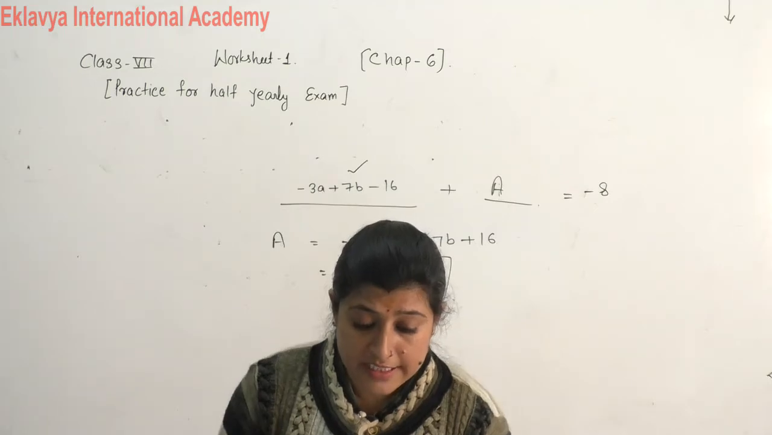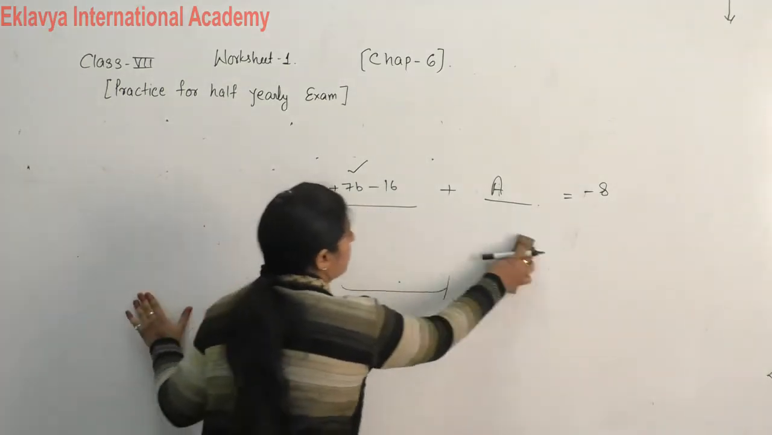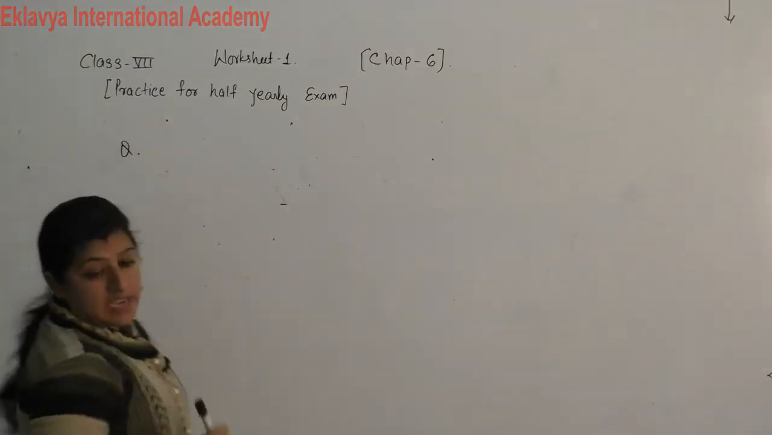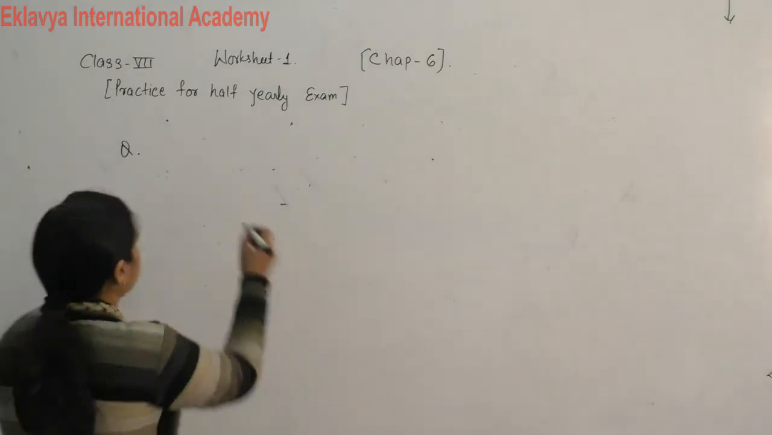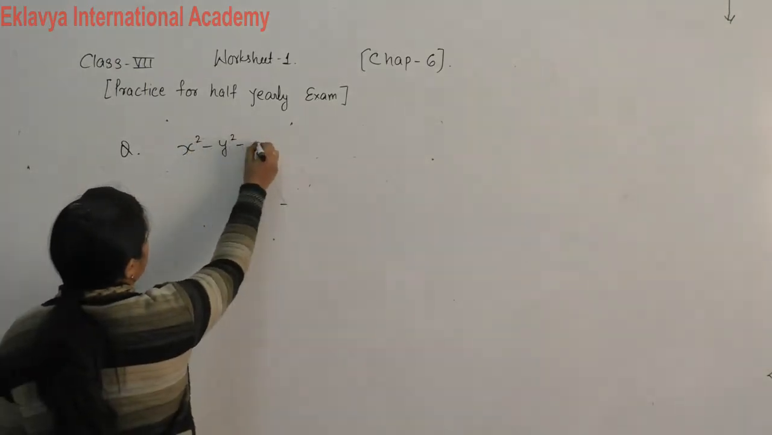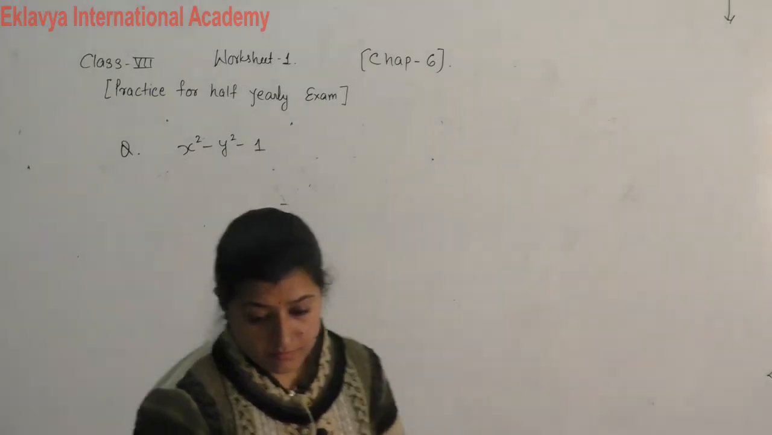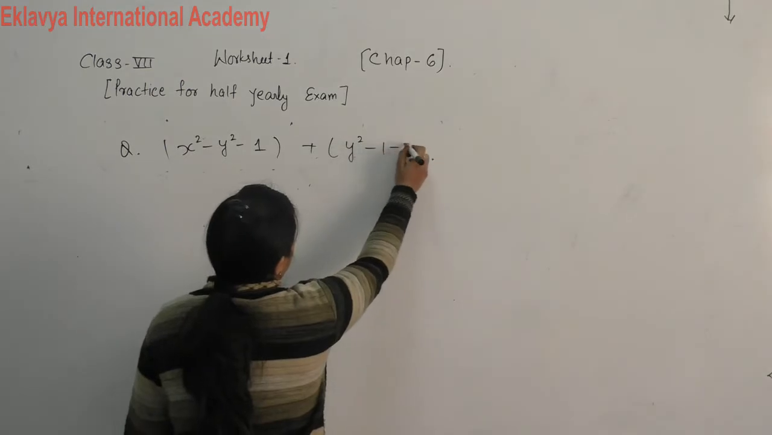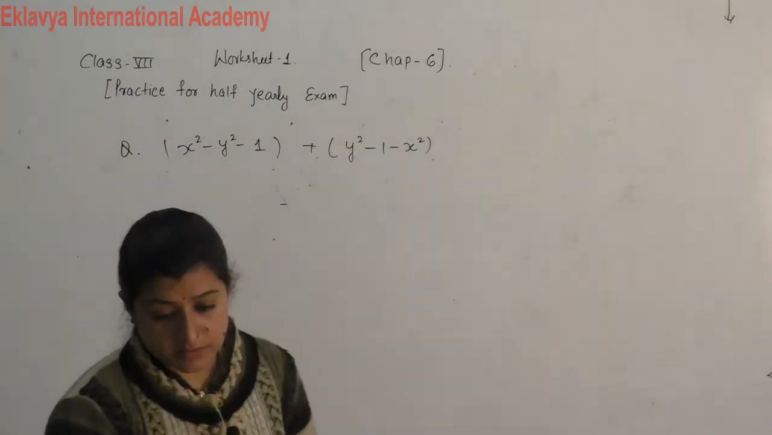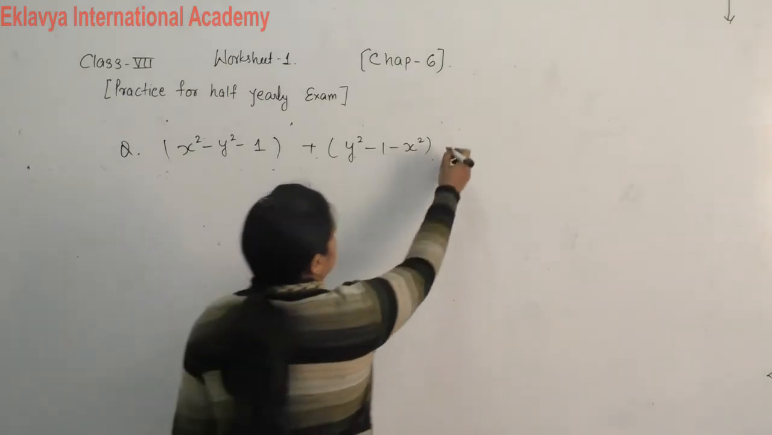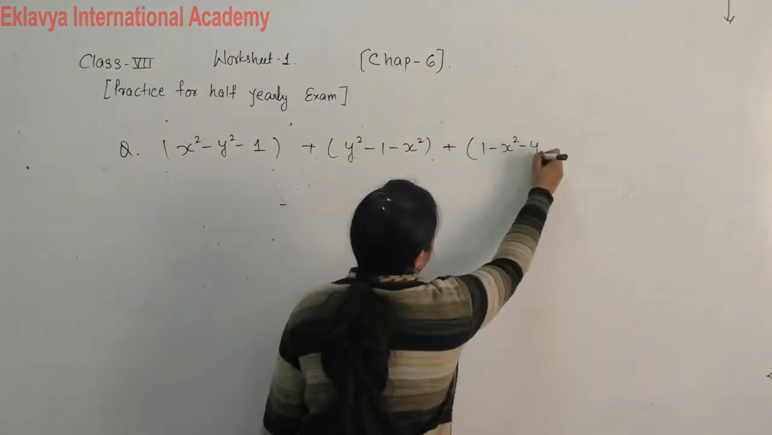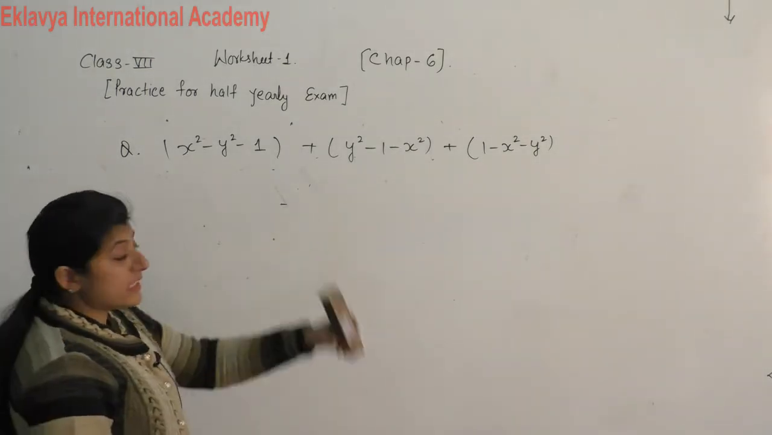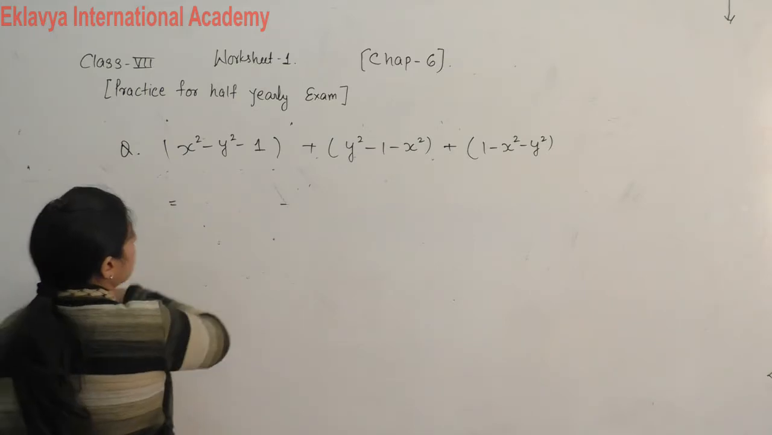Last, the 10th one, see, adding x square minus y square minus 1, y square minus 1 minus x square, and 1 minus x square minus y square. If we add all these three expressions, then what will we get?